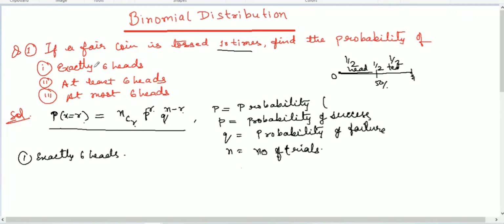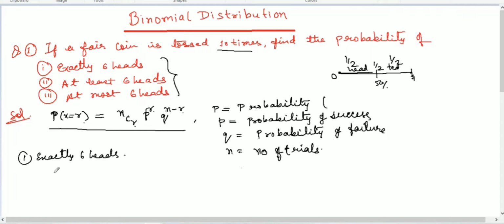The first question is: if a fair coin is tossed 10 times, find the probability of exactly 6 heads. Second, at least 6 heads, and third, at most 6 heads. So three types of questions I took here. So first let's find out: what is the probability when we will get exactly 6 heads by tossing the coin 10 times?